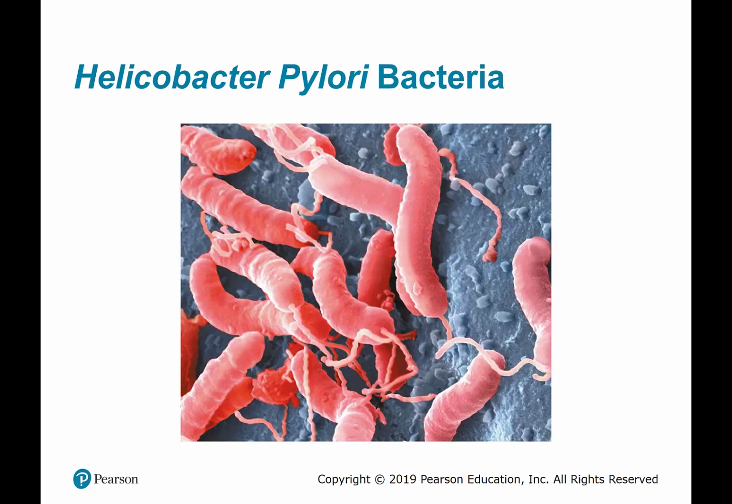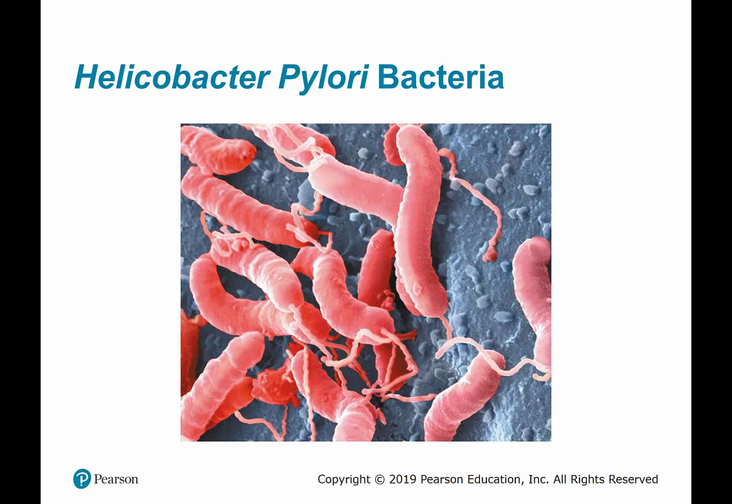What you're looking at here is actually an image that was produced using an electron microscope. And these are bacterial cells. The species is Helicobacter pylori. This organism was first observed from the stomachs of cadavers in 1886, and it lives in the stomachs of humans today and is linked to causing ulcers.